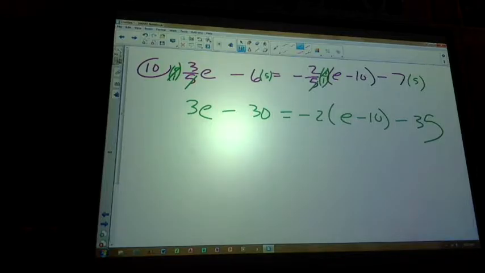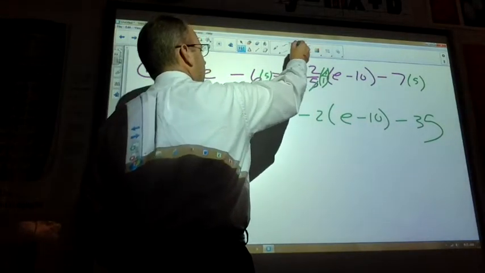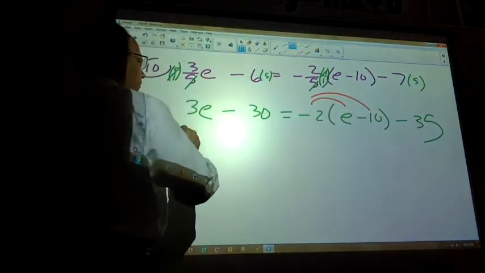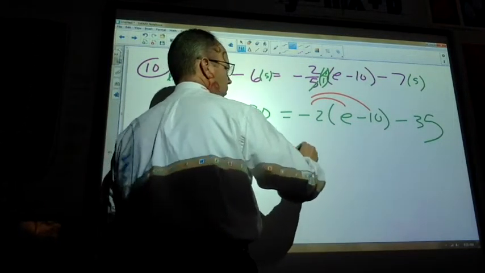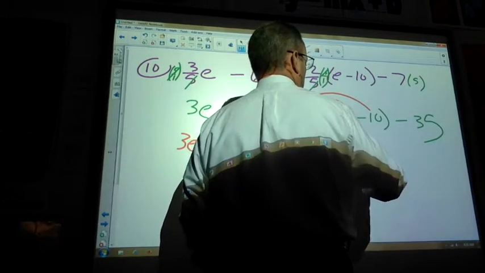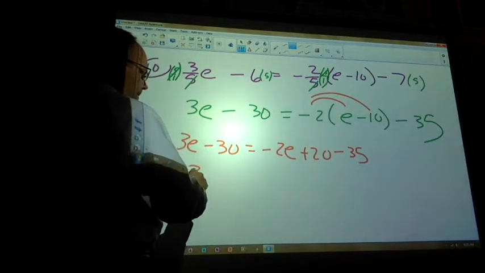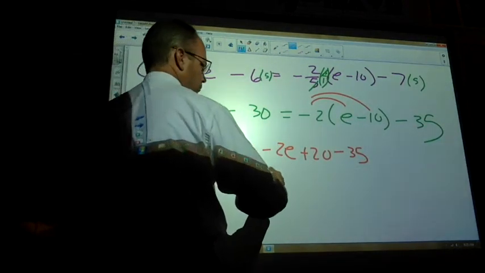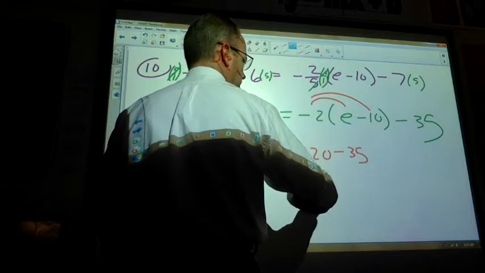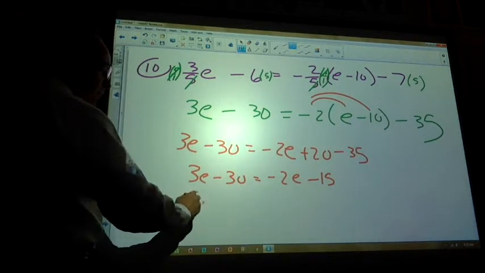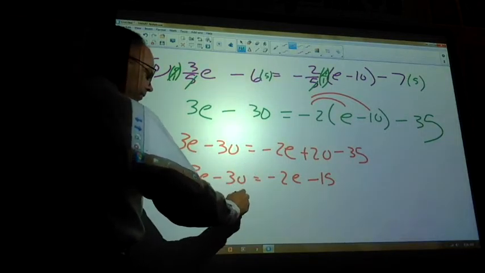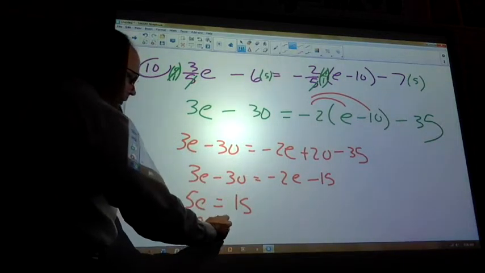Alright. So continue here, distribute. Let's add 2e. Let's add 30. We find that e is equal to 3.